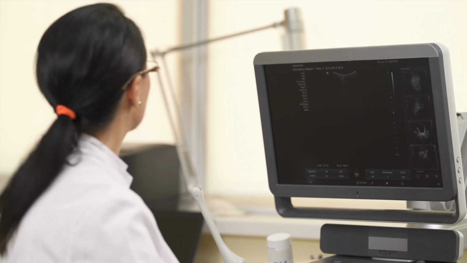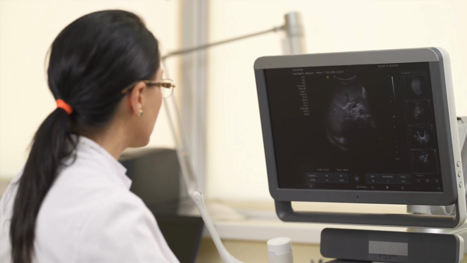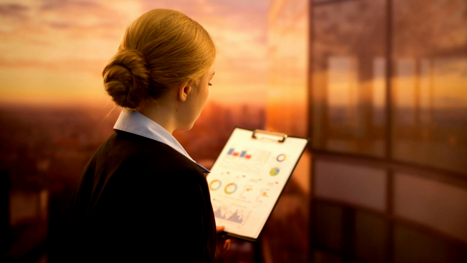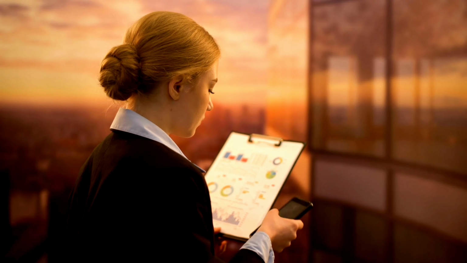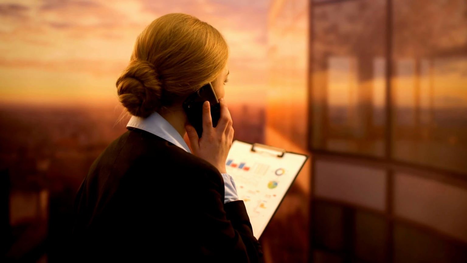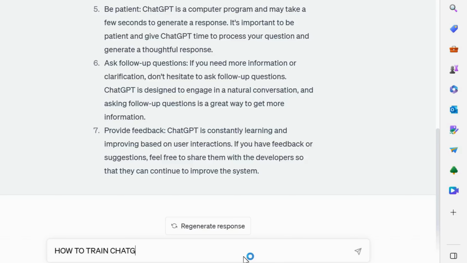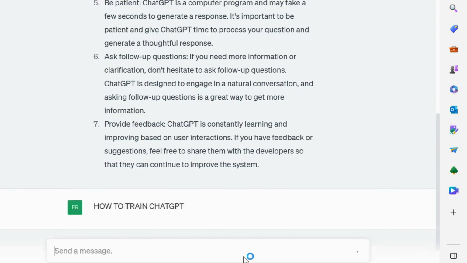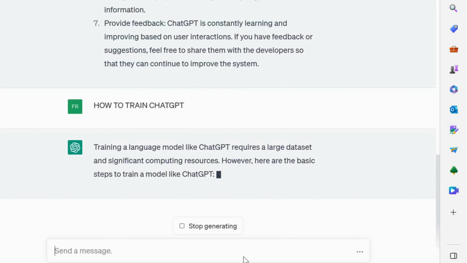The fifth step is to monitor performance. This means regularly testing ChatGPT's accuracy and efficiency to ensure it's performing well for your specific use case. You can test ChatGPT by inputting different data and reviewing its output to see how accurate it is.